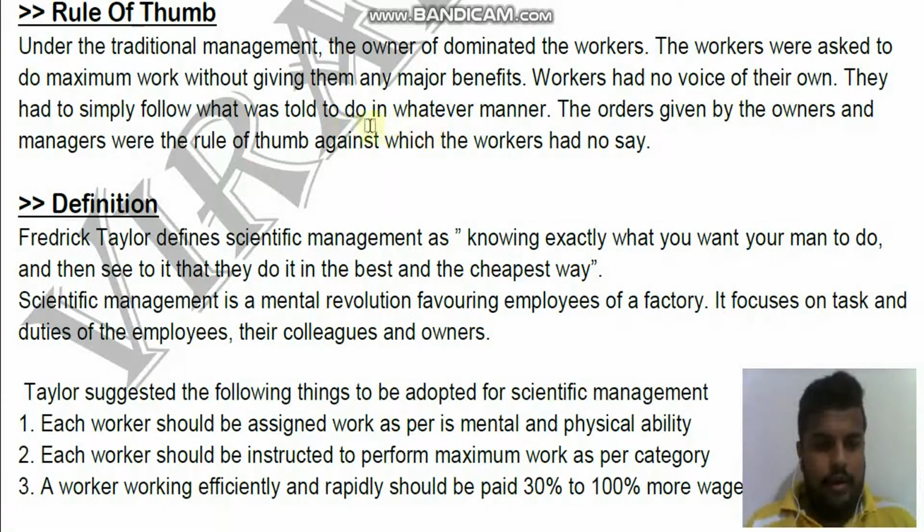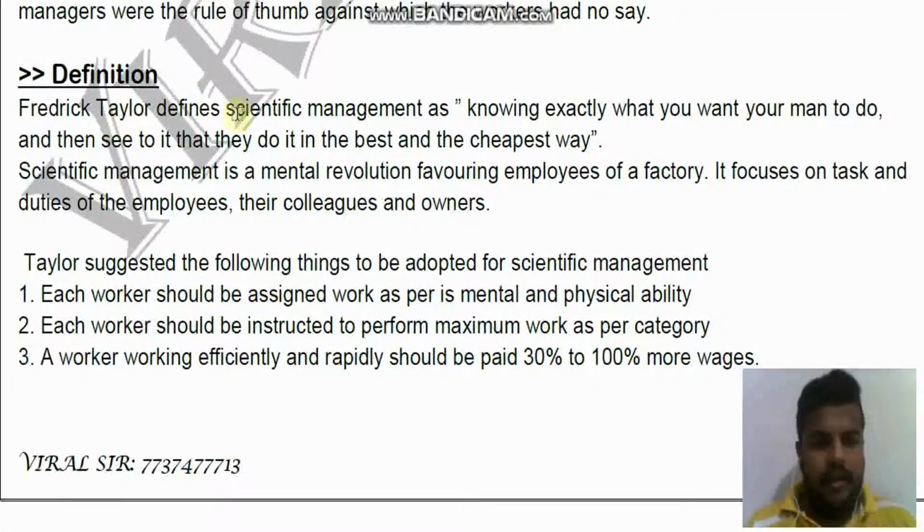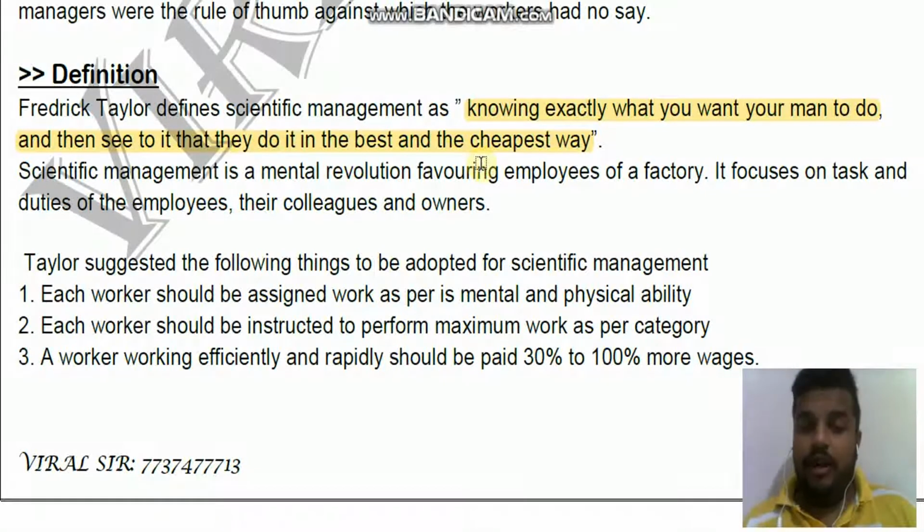Now coming to the definition. Frederick Taylor defines scientific management as knowing exactly what you want your men to do and then seeing that they do it in the best and cheapest way. Knowing exactly what we want from our employees, we should know that exactly, and then we should take care that it is done in the best and cheapest way scientifically. So that is scientific management. Scientific management is a mental revolution favoring employees of a factory. It focuses on tasks and duties of employees, their colleagues and owners.